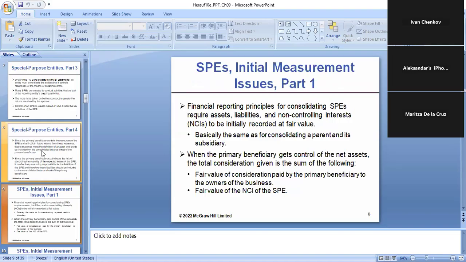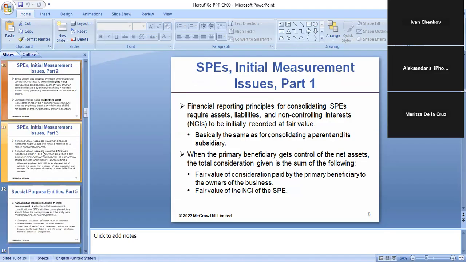Financial reporting principles for consolidating require all the assets, liabilities, and non-controlling interest to be initially recorded at fair value. And when the primary beneficiary gets control of the net assets, the total consideration given is the sum of the fair value of consideration paid by the primary beneficiary and the fair value of the non-controlling interest of the special purpose entity.